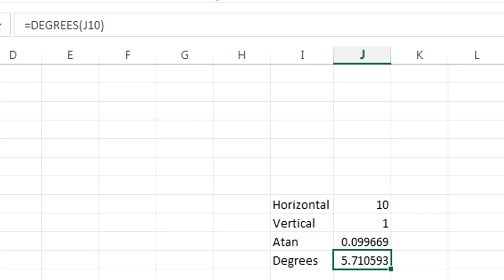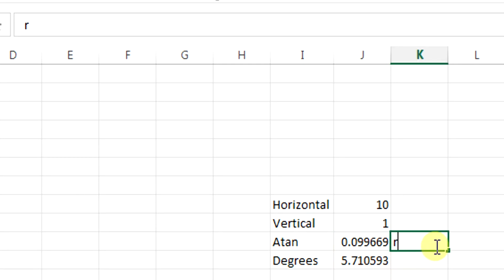In the below formula, we have used the DEGREES command to get the degrees from the radians. Or you can alternatively multiply by 180 divided by pi to get the degrees. Let us say this is radians and this is degrees so that you can understand it better.